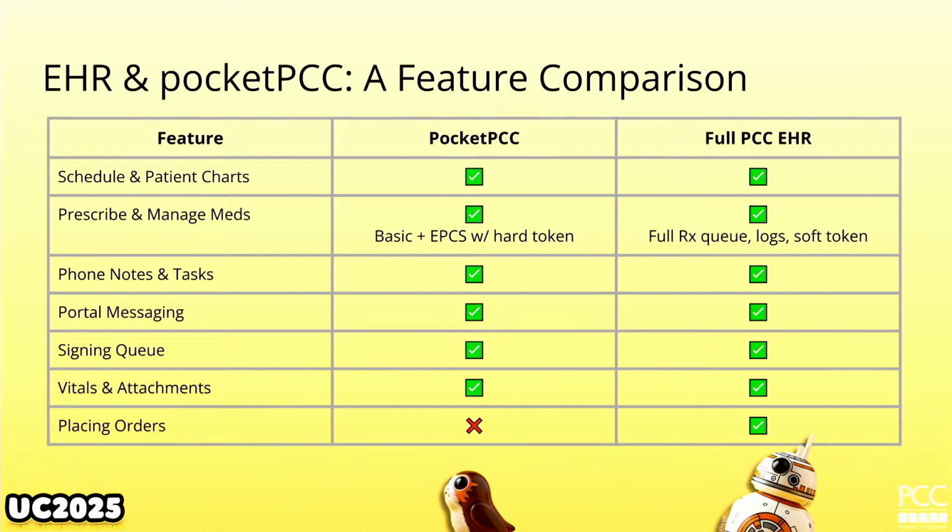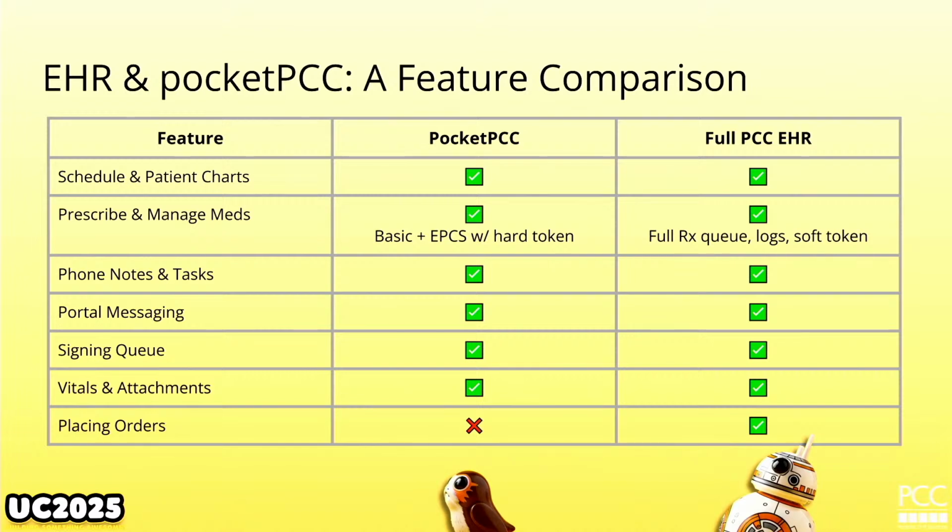Prescribing, that was a big blocker for a long time. Now you get that basic eRx access with EPCS through a hard token. You don't get the full Rx queue that has all the other elements of it. The administrative logs and reports, soft token, all that's going to be housed in PCC EHR. Okay, but you can do most prescribing.